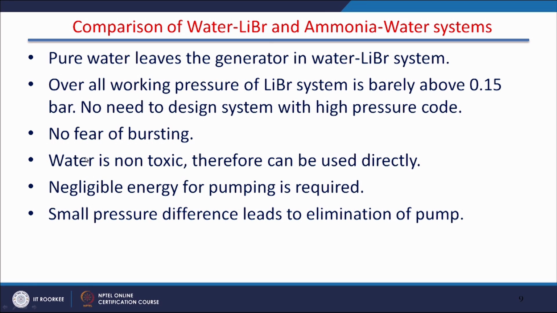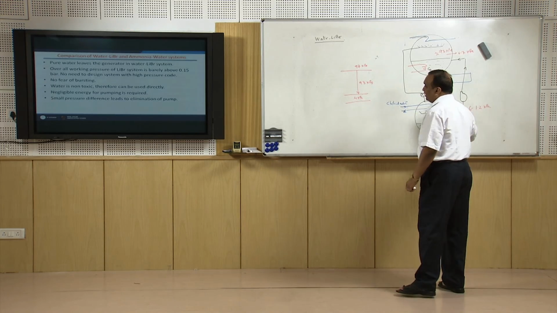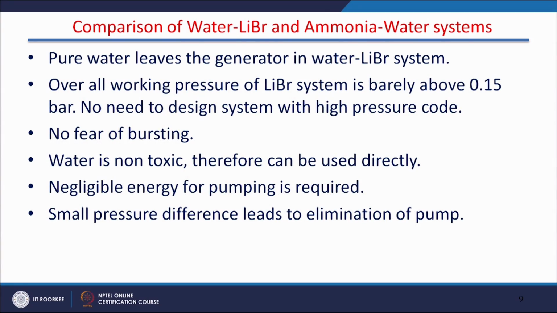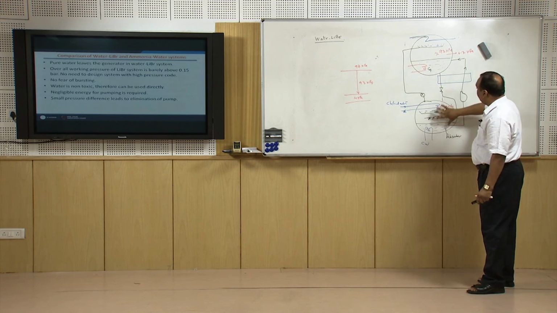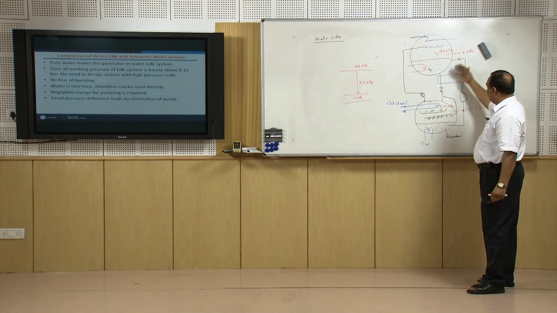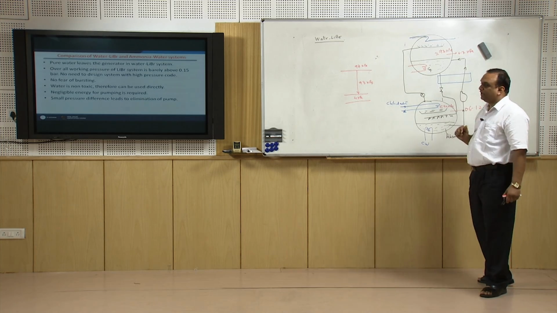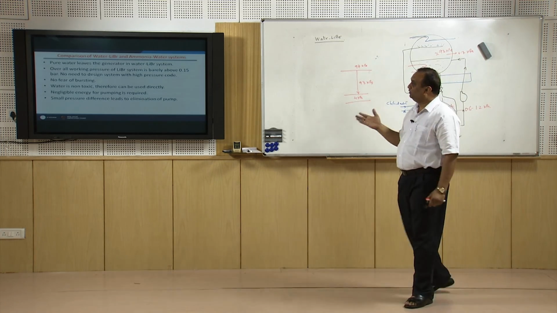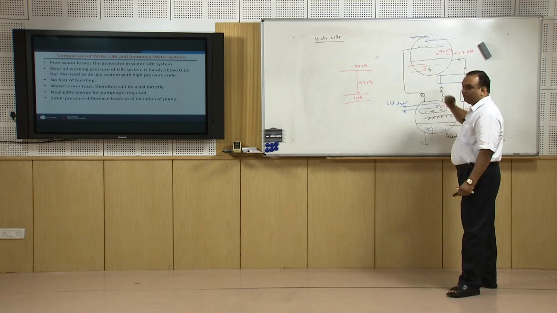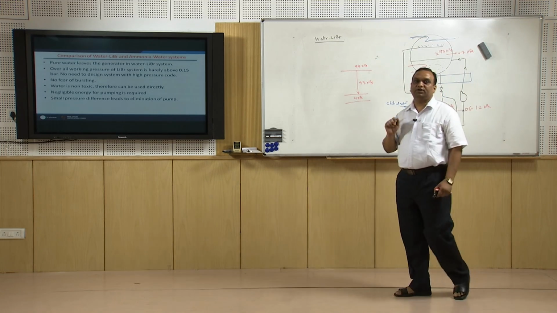Water is non-toxic, therefore it can be used directly. Negligible energy is required for pumping here. A small pressure difference leads to elimination of the pump. If the small pressure difference is there, we can swap these cylinders, and then in that case the pump can be eliminated. So, this is how this cycle can be compared, or has advantages over the water ammonia cycle.